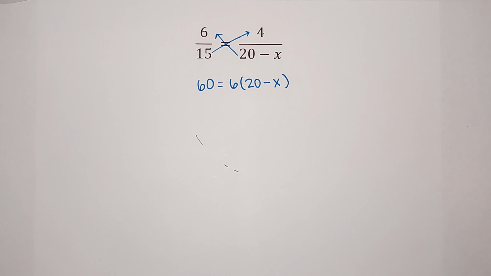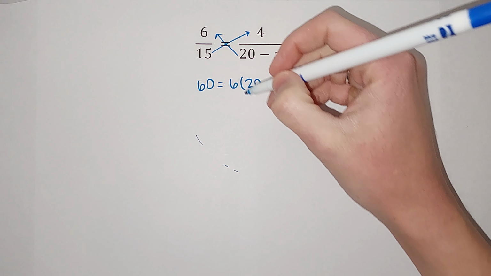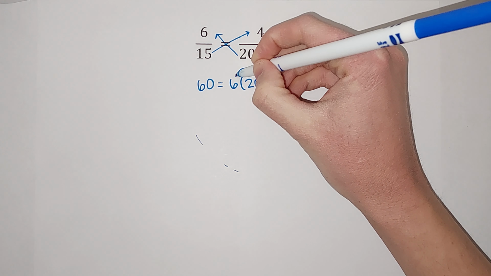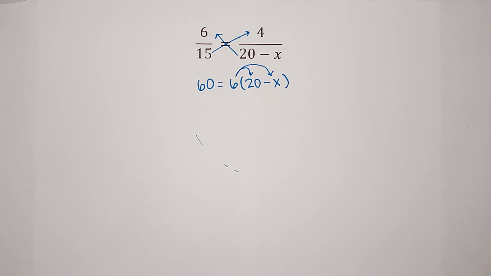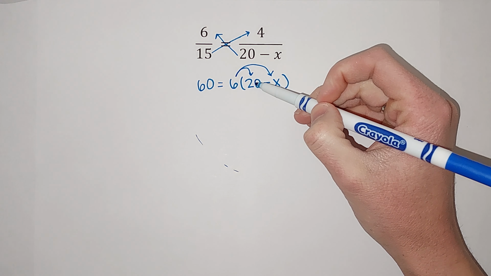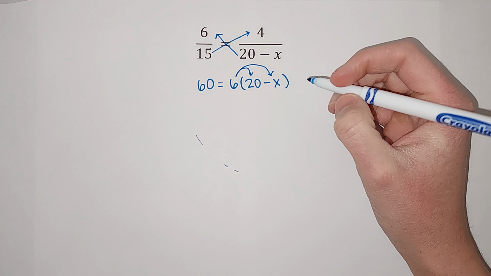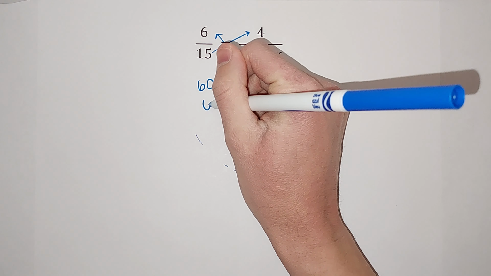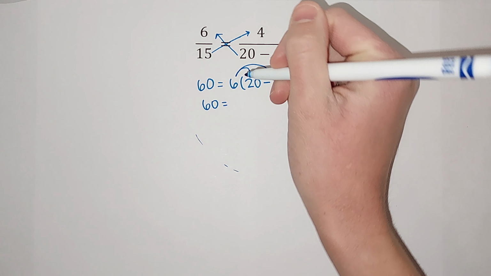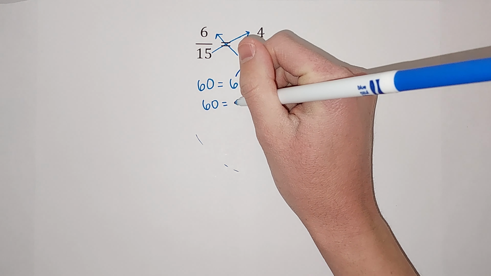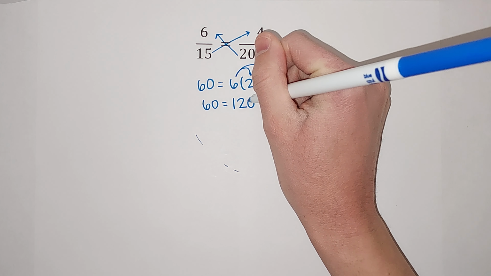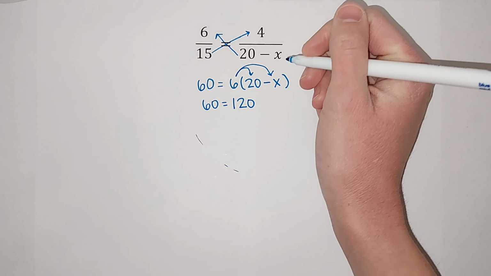Okay, so my next step, order of operations would tell me to do what is in the parentheses next, but we can't do 20 minus x because they're not like terms. But to get around that, we do the distributive property. Okay, big words, but you've probably done it. It's just what I was just saying. We do 6 times 20 and then 6 times that negative x. Okay, so we still have 60 equals 6 times 20 gives me 120. And then 6 times that negative x gives me negative 6x.